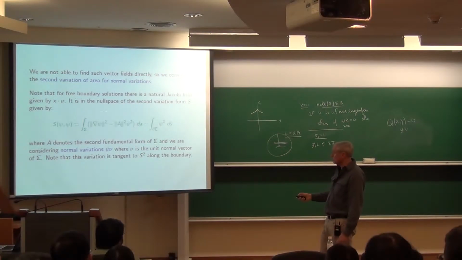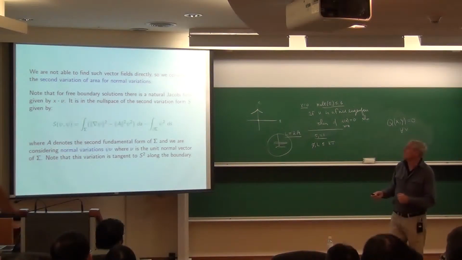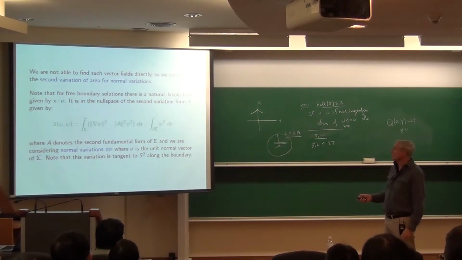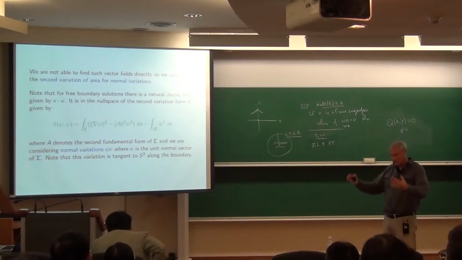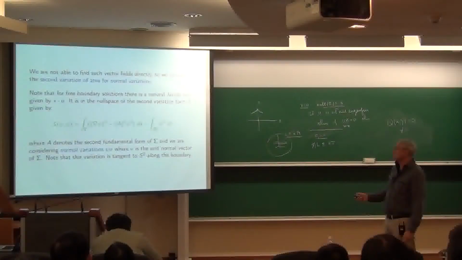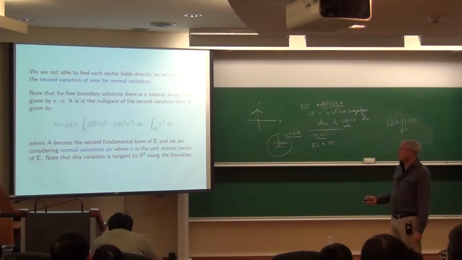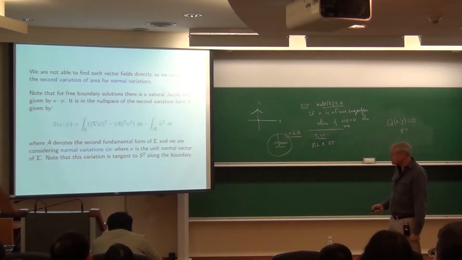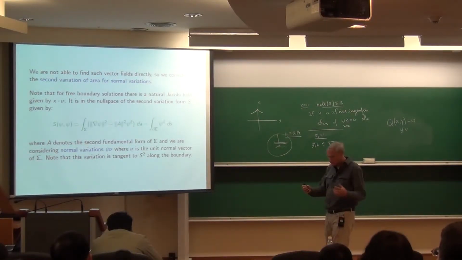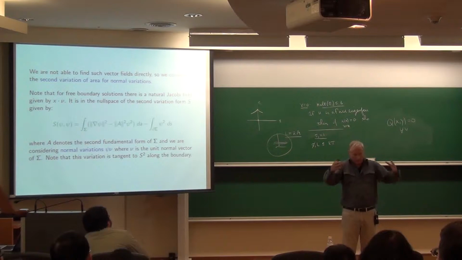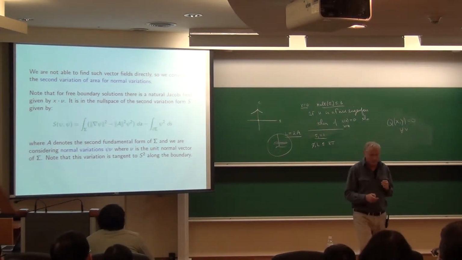This is the usual second variation quadratic form, the index form, and this boundary term arises because I'm allowing psi to be non-zero on the boundary. When I move the boundary, it tends to reduce the area. A here is just this sum of squares of curvatures. These are for normal variations, and because of the free boundary condition, these automatically are tangent to the boundary sphere.